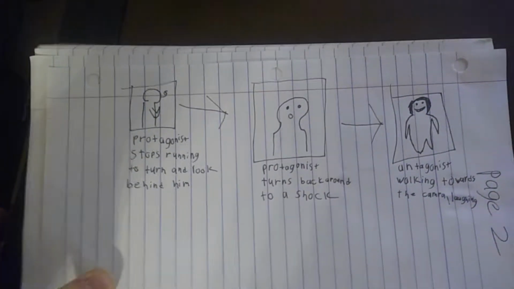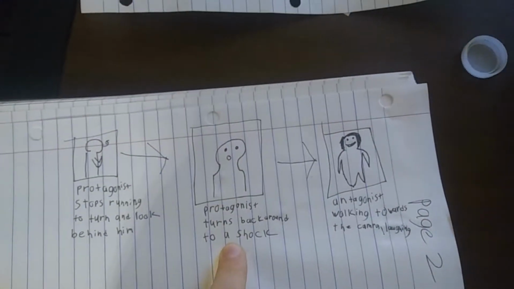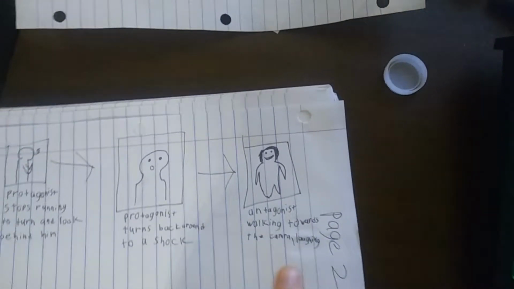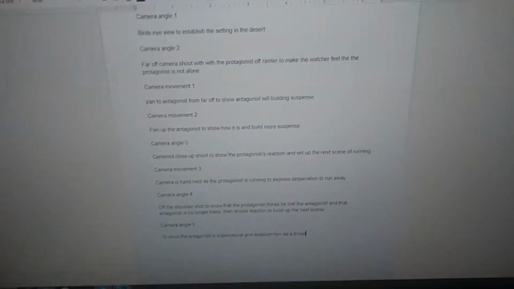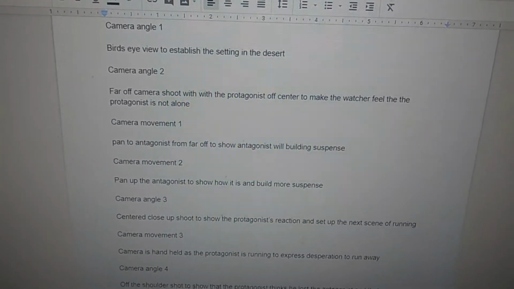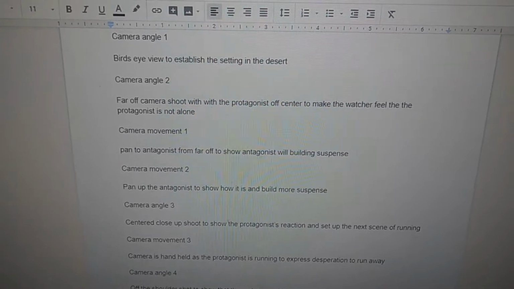After this, the protagonist stops running to turn and look behind him to see if he lost the spirit. This goes to a center shot with the protagonist shocked, because the next shot has the antagonist walking towards the camera, laughing. These camera angles are all established and shown here with the bird's eye view to establish the before-mentioned desert.